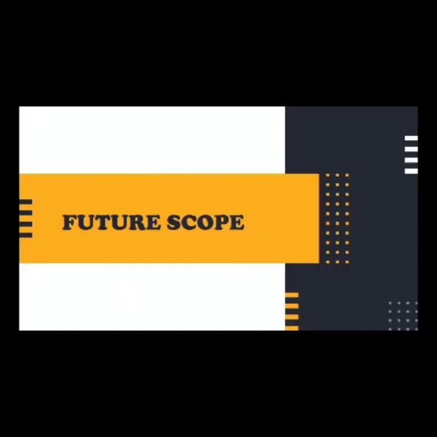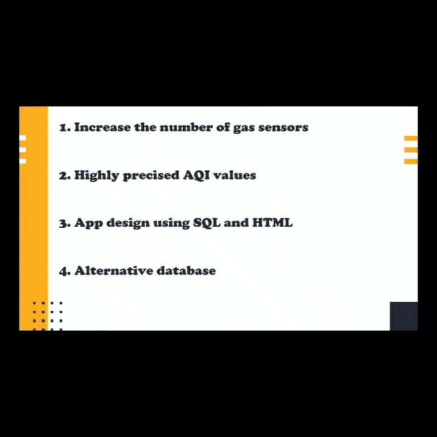The future scope of the project. We have to increase the number of gas sensors so that it measures the various gases present in the atmosphere, and it can also be used for further applications. And the values of the AQI have to be highly precise. And we have also planned to create an app using MySQL and HTML. And we also have to look for an alternative database instead of what we have used, like the G-Sheet and the Google Colab.